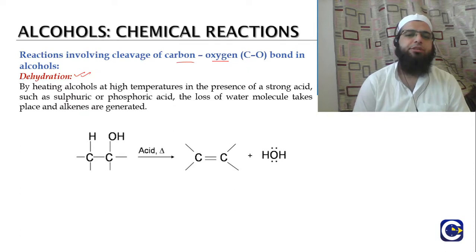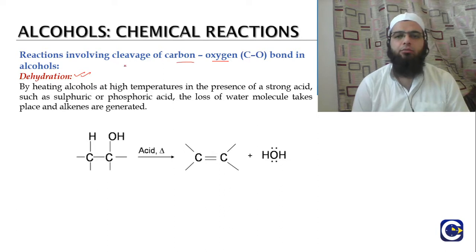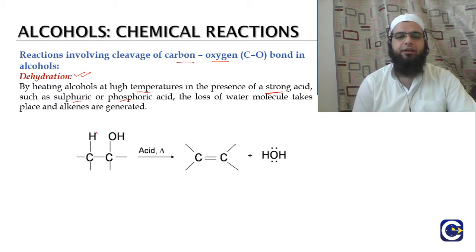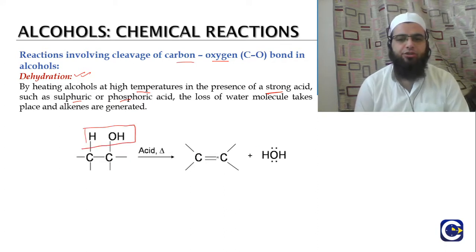What dehydration simply means is the removal of water. When we remove a molecule of water from the alcohol, we say that the alcohol has been dehydrated. The dehydration of alcohol is done at high temperature in the presence of an acid as a catalyst. We use inorganic acids such as sulfuric acid or phosphoric acid, and we generate an alkene. There is a removal of a water molecule which results in the formation of an alkene.